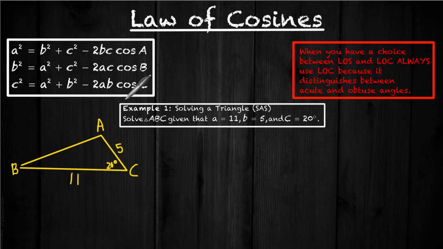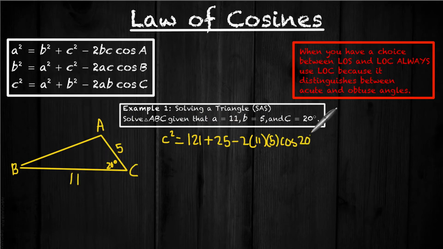So we're going to use formula number 3: C squared equals A squared plus B squared minus 2AB cosine of C. And so we have C squared equals 11 squared, which is 121, plus 5 squared, which is 25, minus 2AB, so A is once again 11, and B is 5, and cosine of 20 degrees.